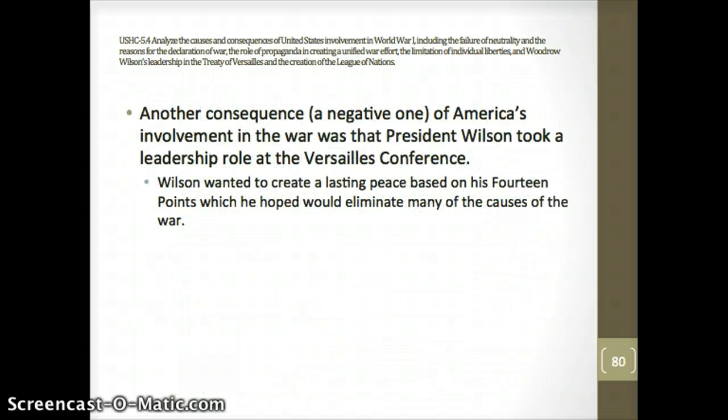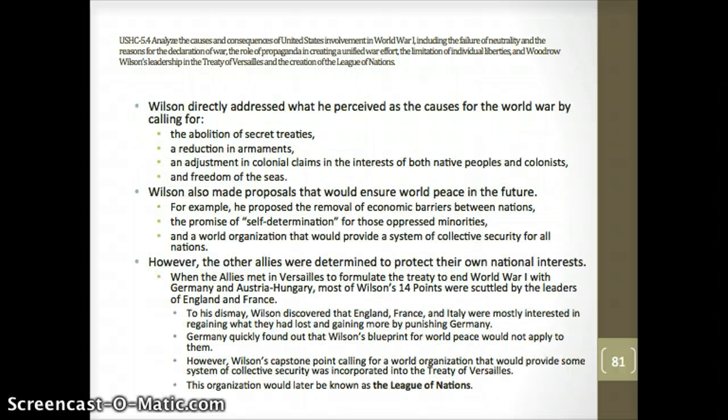Another consequence of America's involvement in the war was that President Wilson took a leadership role at the Versailles Conference, where they were trying to discuss peace. He wanted to create a lasting peace based on his 14 points, which he hoped would eliminate many causes of the war. He called for all of these things right here: the abolition of secret treaties, a reduction in armaments, which are weapons, an adjustment in colonial claims, freedom of the seas.